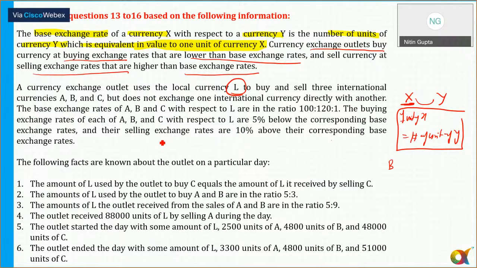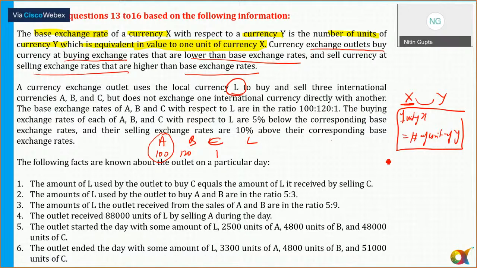Okay, so the base exchange rate of A. So when I say A and L, what does it mean? The base exchange rate of A to B to C. So if I say that is A, B, C, and there is L, the base exchange rate of A to B to C is equal to 100, this is 2, and this is 1 here. That is the base exchange rate with respect to L. So for A, I'm just assuming it to be, let's say, 100, to explain it. Okay. So for A, it is equal to 100.